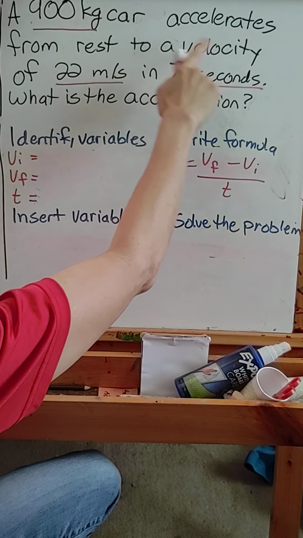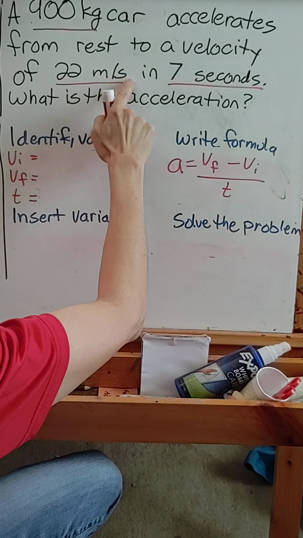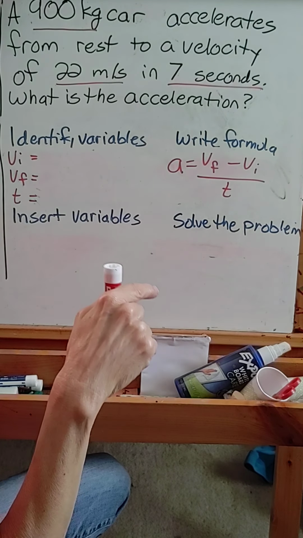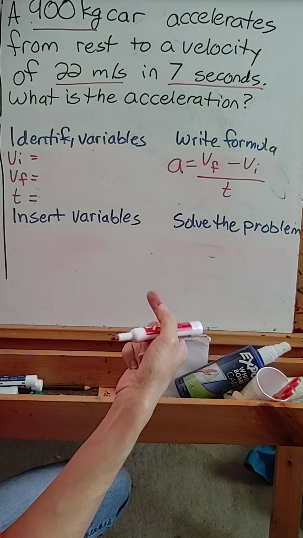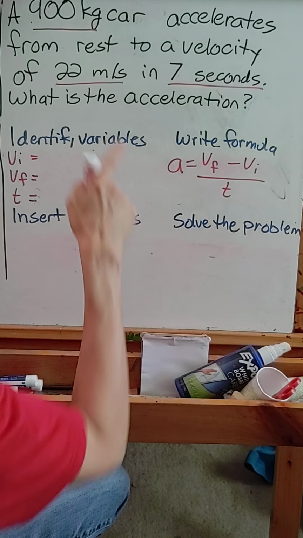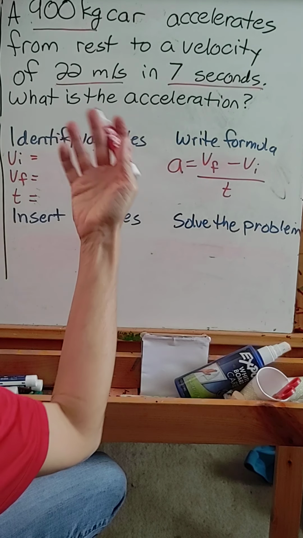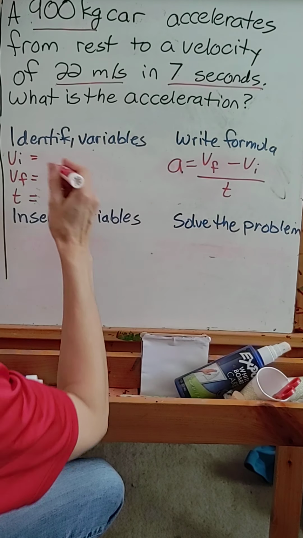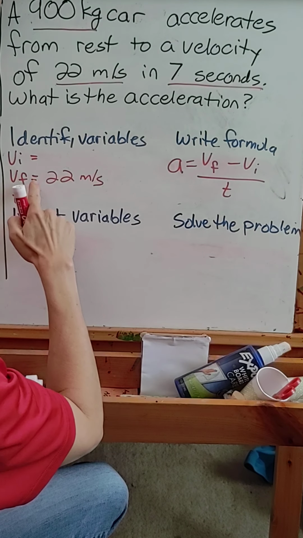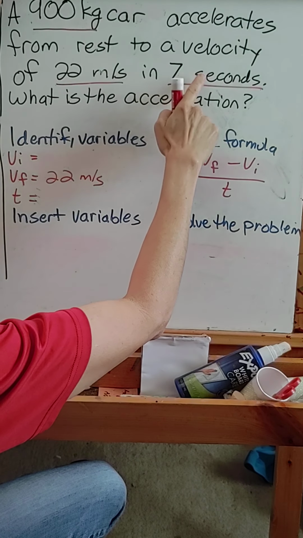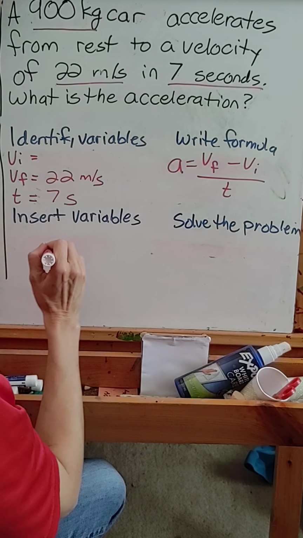Let's keep going. Accelerates from rest to a velocity of 22 meters per second. Meters per second. Now that's a velocity. Meters per second, that unit tells us it's velocity. Is that the initial velocity at the beginning, or is that the final velocity at the end? It accelerates to a velocity of 22 meters per second. So that's the velocity at the end. It's the final velocity. So 22 meters per second is our final velocity in 7 seconds. And we know that seconds is time. So we're going to say 7 seconds.